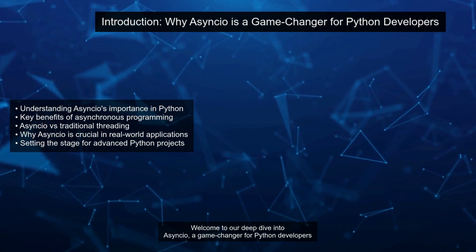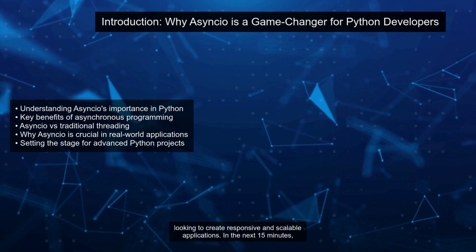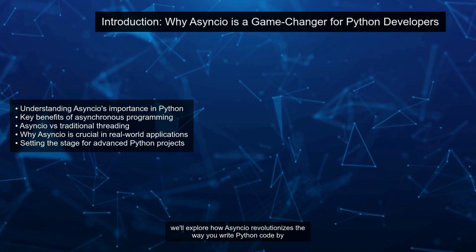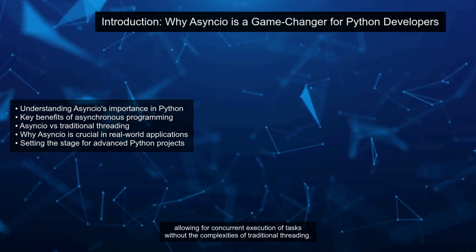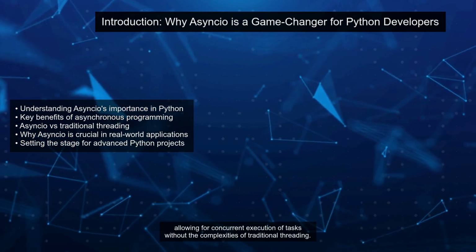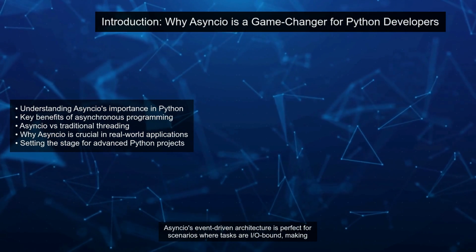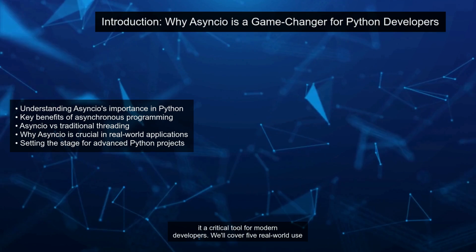Welcome to our deep dive into Asyncio, a game changer for Python developers looking to create responsive and scalable applications. In the next 15 minutes, we'll explore how Asyncio revolutionizes the way you write Python code by allowing for concurrent execution of tasks without the complexities of traditional threading. Asyncio's event-driven architecture is perfect for scenarios where tasks are I/O-bound, making it a critical tool for modern developers.